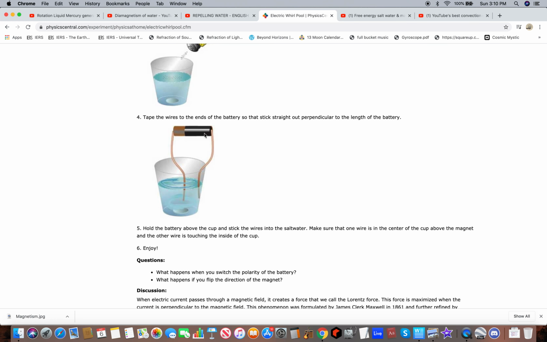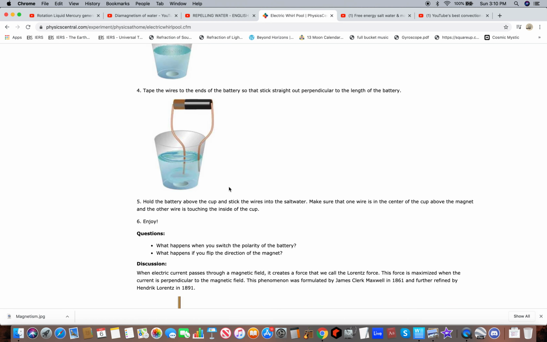Then they take the 2 pieces of wire and they tape them to either end of a battery. Then they put the apparatus into the water with one of the pieces of wire pointed towards the center and the other one against the side. Maybe they tape it on or whatever.